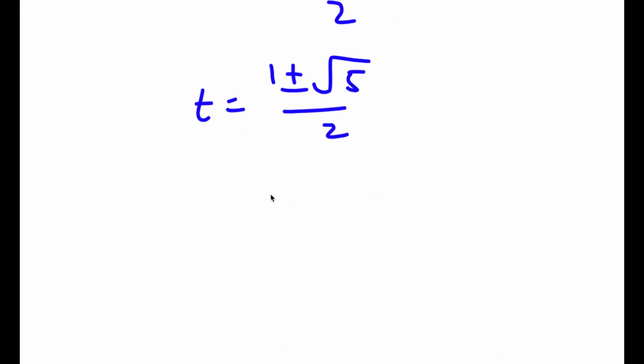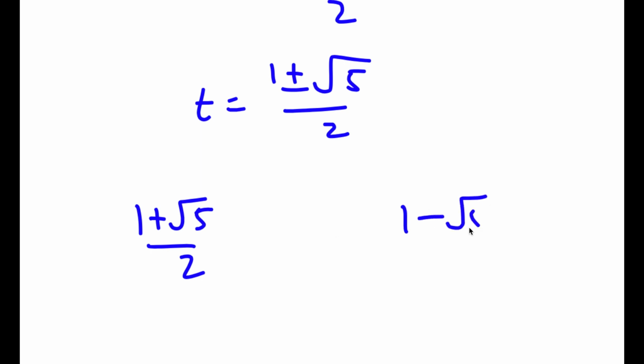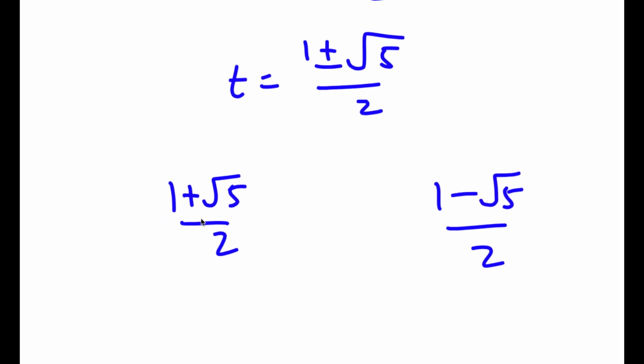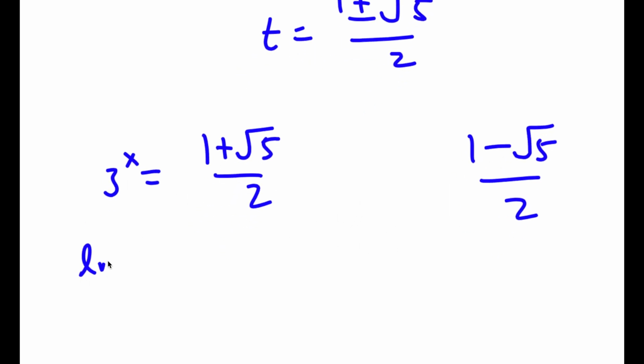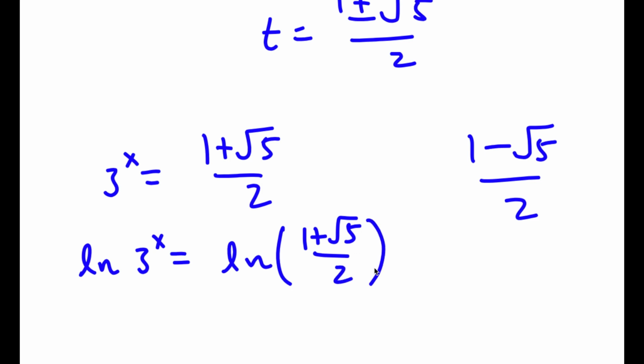So now we come over here to two solutions of x. We have 1 plus the square root of 5 over 2 and 1 minus the square root of 5 over 2. So if 3 to the power of x is equal to 1 plus the square root of 5 over 2, to solve this, I'm going to first take the ln on both sides. So I have ln 3 to the power of x is equal to ln of 1 plus the square root of 5 over 2.